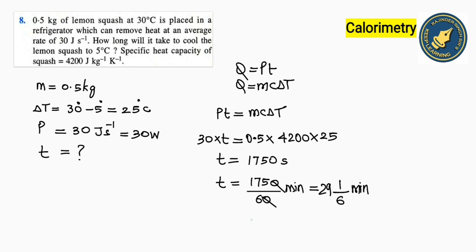After writing in mixed fraction, this part, that is 29, will remain as minutes. So 29 minutes. And the fraction part, convert again back into seconds. How do I convert? 1 by 6 minutes into 60 seconds. That is 29 minutes and 10 seconds.